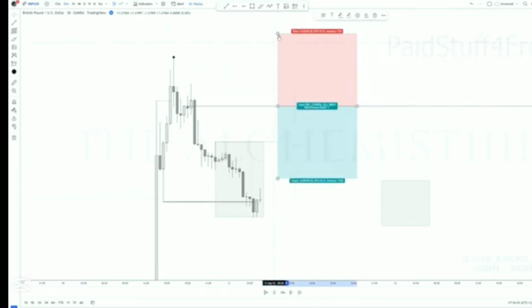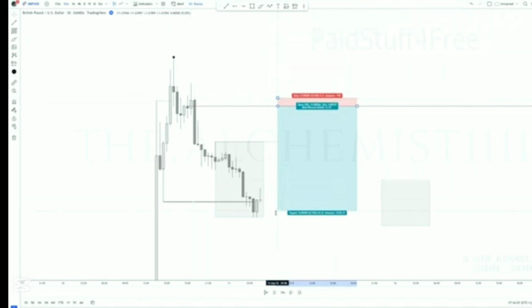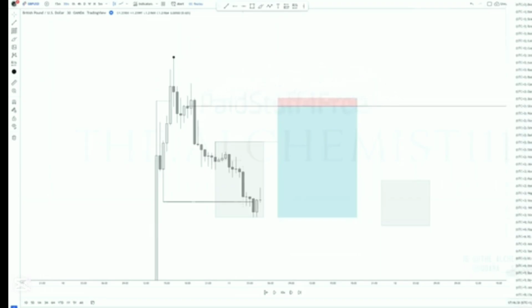Okay, so I sold it here. This is what I was expecting. This is the time when I was expecting this to happen. Stop loss above this high right here, 4.8 pips. And I'm targeting the Asian low. Okay, this is what I was expecting. See, now you will see why I told you to focus on timing.